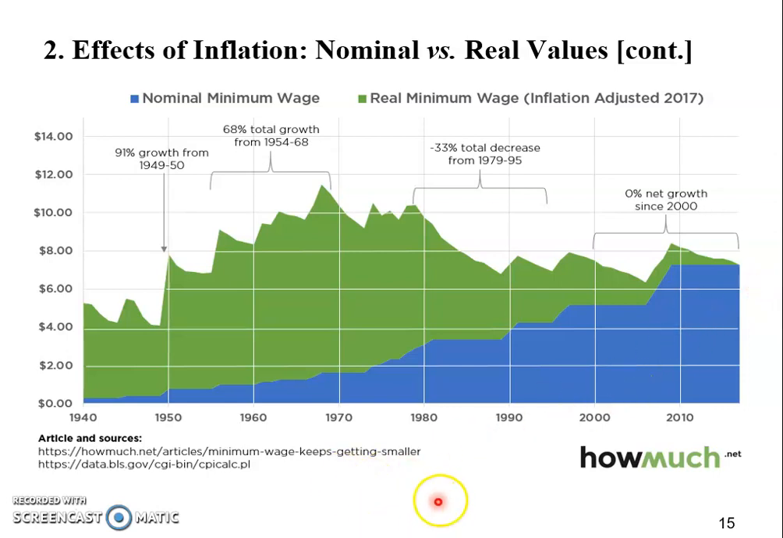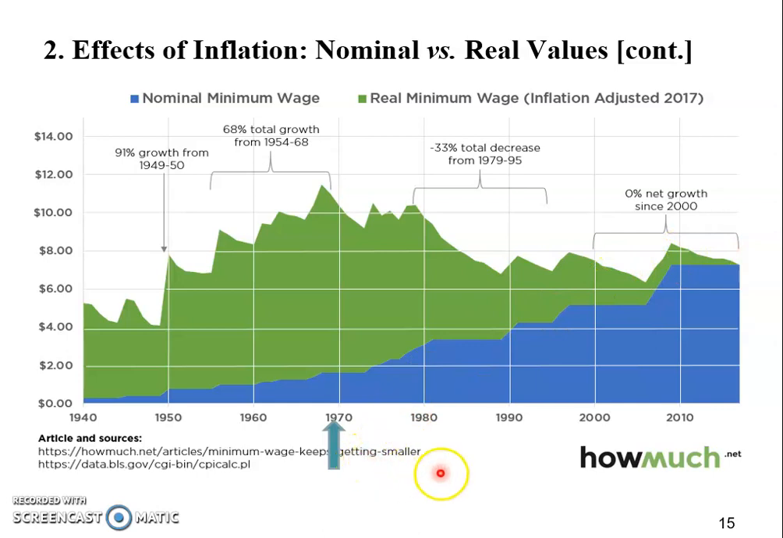Now here, let's pick 1968 as an example, because that was the year when we find that the real minimum wage is around the highest level. After that, there are some ups and downs, but for most of the time, the trend is downward sloping. From 1979 to 1995, we find that the real minimum wage decreased by 33%, so 1/3. And after the year 2000, there's no real growth of the real minimum wage.